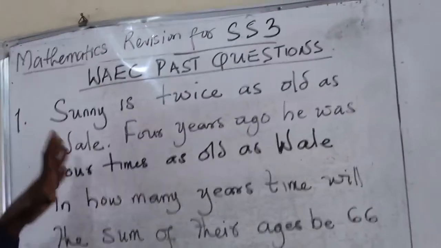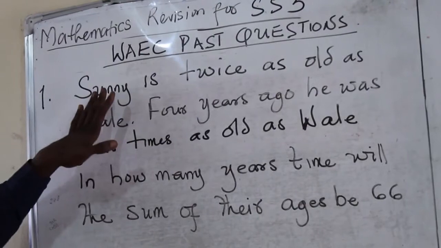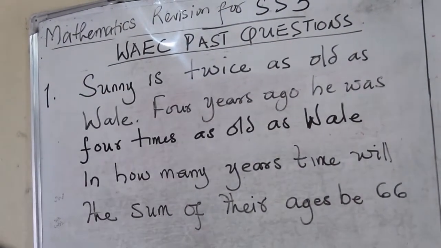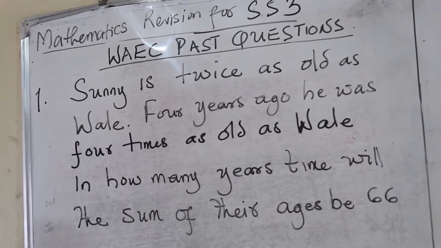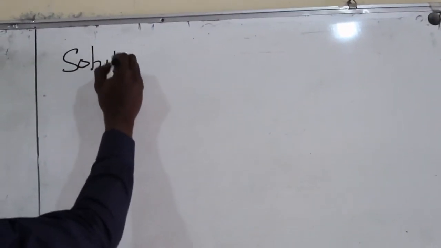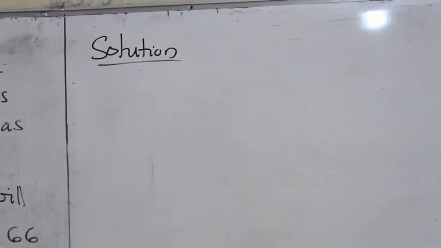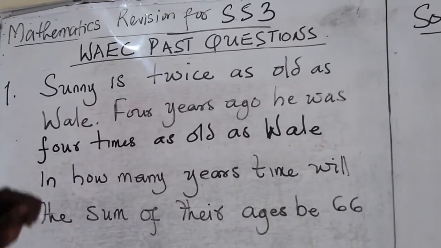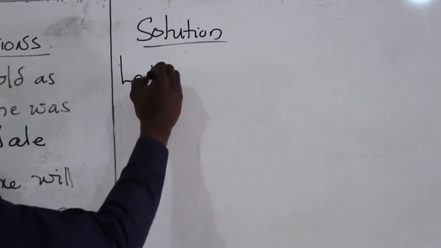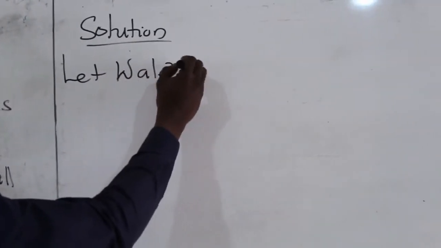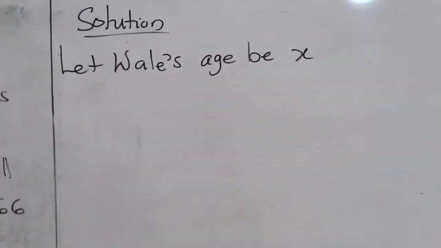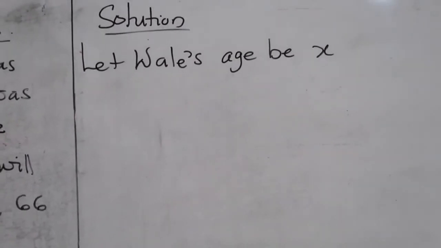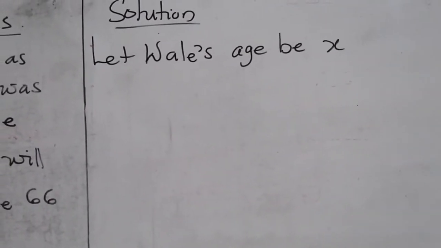So for me to get this question right, I have to put Sonny's age and Wally's age in terms of a variable. So on the other side of the board, I'm going to write how this question is supposed to be solved and the steps I have to follow. So I have my solution here. The question says that Sonny is twice as old as Wally, so I have to say let Wally's age be X. You can choose any variable, any of the letters can be used to represent Wally's age. Since it's an unknown, I have to leave it as X.